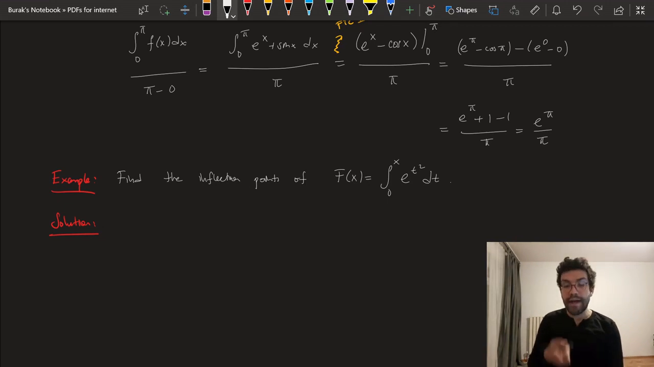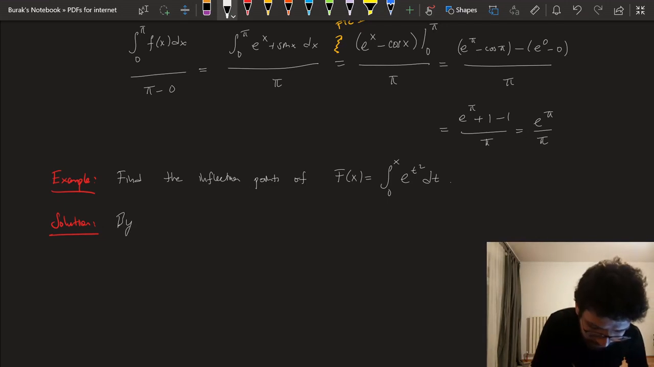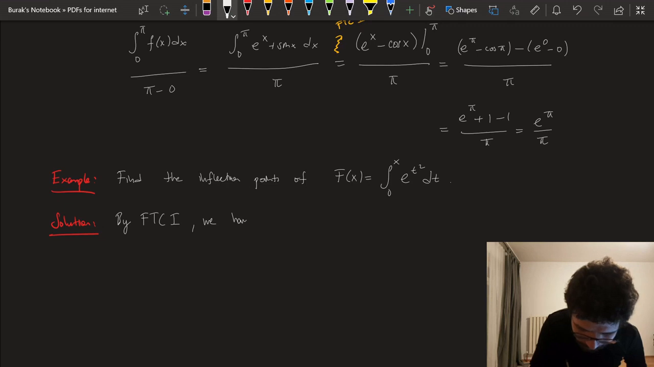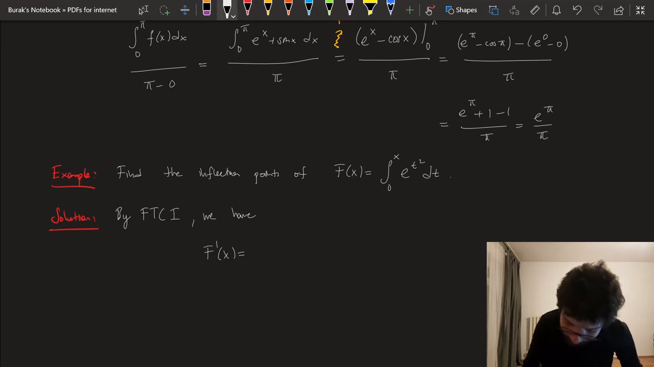So let me take, and I know something about derivatives of definite integrals. What do I mean by derivatives of definite integrals? Well, you know what I mean. I know the first part of the fundamental theorem of calculus. And by the first part of the fundamental theorem of calculus, we have that the derivative of big F is e to the power x squared.